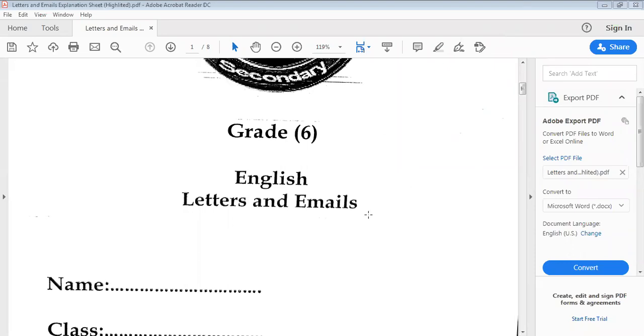Today's lesson is about letters and emails. You've studied letters before, they're very easy, and letters and emails are the same. They're practically the same thing. There aren't a lot of differences between them. Let's start.